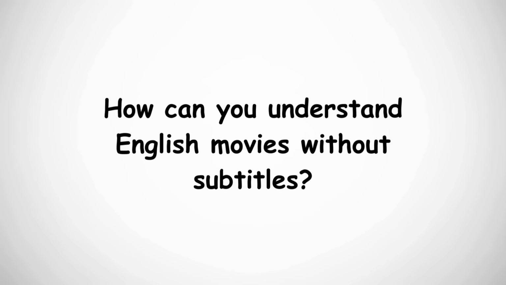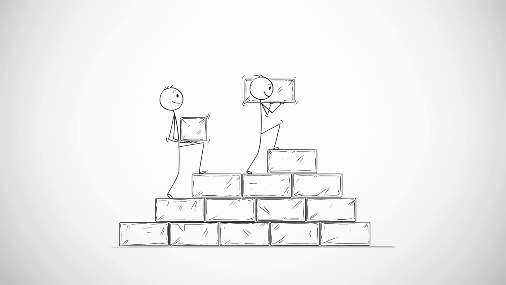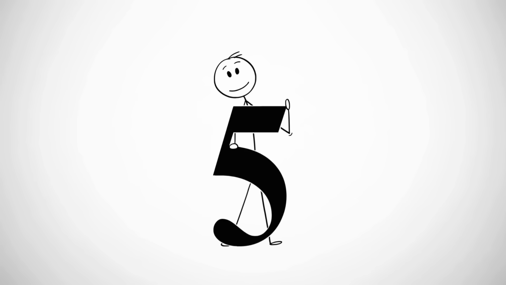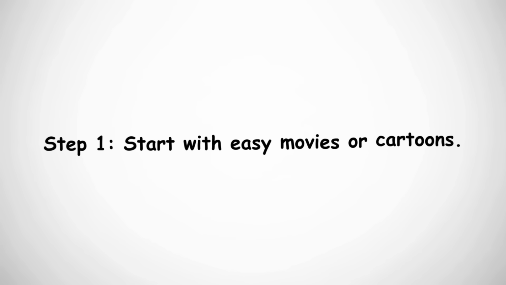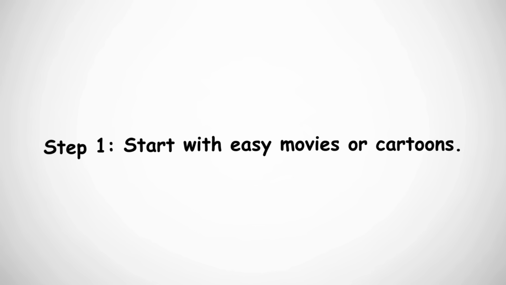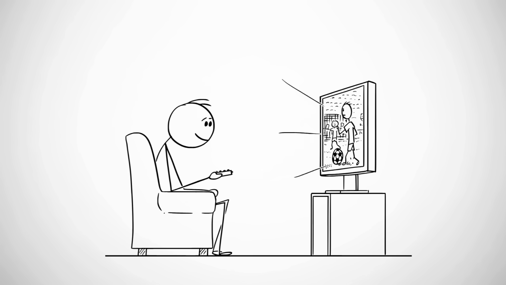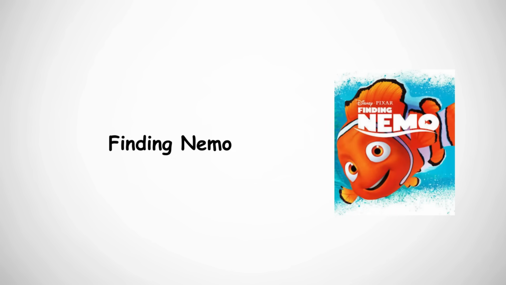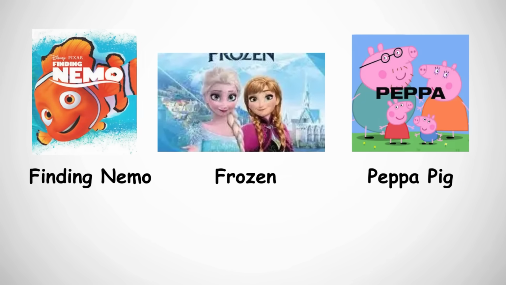So, how can you understand English movies without subtitles? Don't worry, you can do it step by step. Here are 5 easy steps to help you. Step 1. Start with easy movies or cartoons. When you begin, don't watch difficult movies. Try simple ones. Cartoons are best. They use easy English and speak slowly. Good examples are Finding Nemo, Frozen, or Peppa Pig. These are fun and easy to understand.